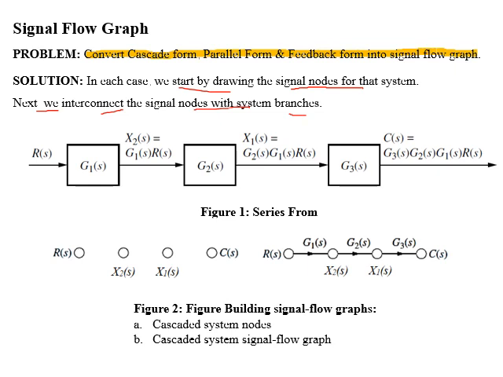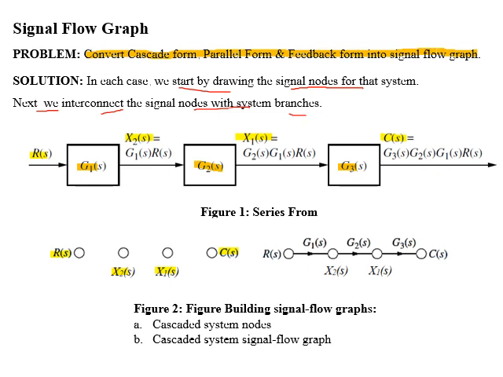Now if you look at the figure 1, in this we have 3 systems, G1 of S, G2 of S and G3 of S connected in series with input R of S and output signal C of S. The intermediate signals present in the system are x1 of s and x2 of s. So for these four signals, R of s, x2 of s, x1 of s, and c of s, we will plot four nodes, and then with the help of the transfer functions, we will connect these nodes.